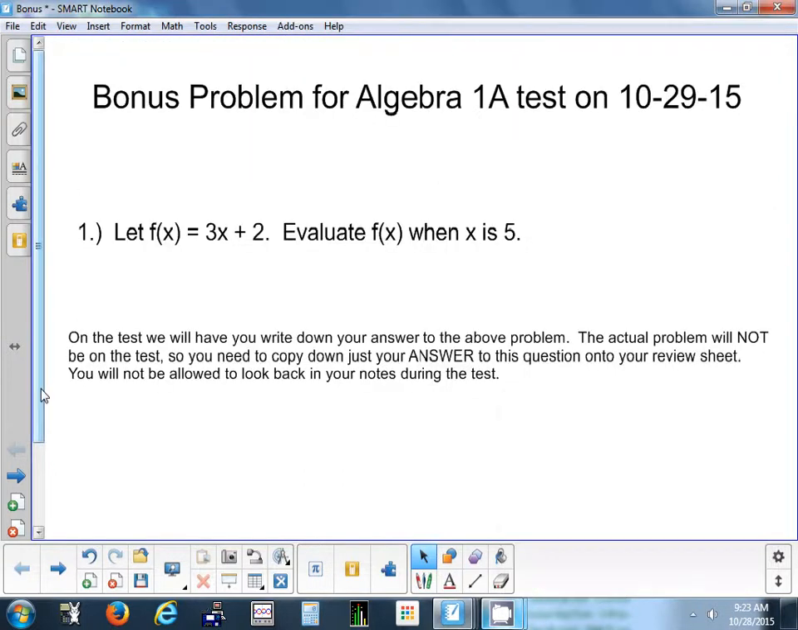Right, so the bonus question for the test on Thursday, October 29th, will be: let f of x equal 3x plus 2. I want you to evaluate that function when x is 5. Okay, so evaluate f of x equals 3x plus 2 when x is 5. On the test, what we'll do is have you write down your answer to the above problem. This problem will not be on the test, so you need to copy down just your answer to this question on your review sheet. You will not be allowed to look back in your notes to help you answer this question during the test.